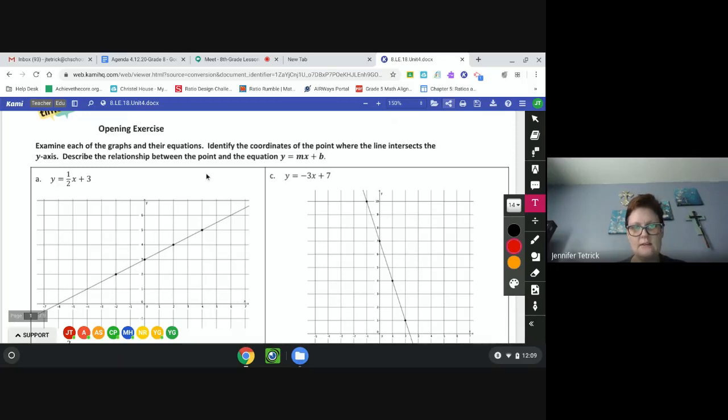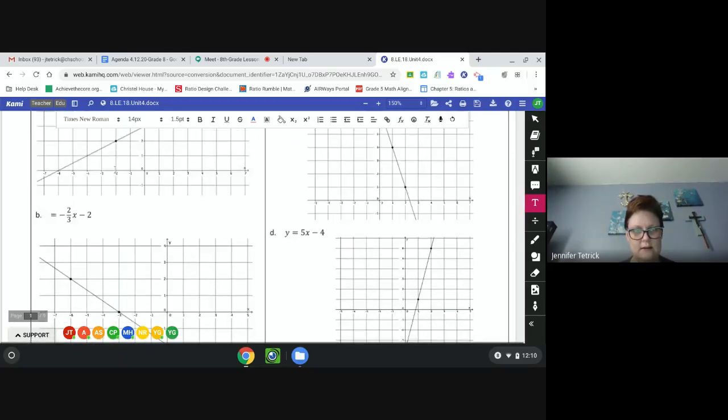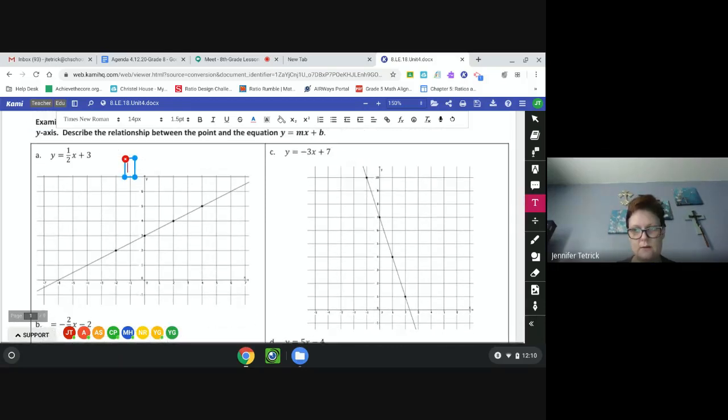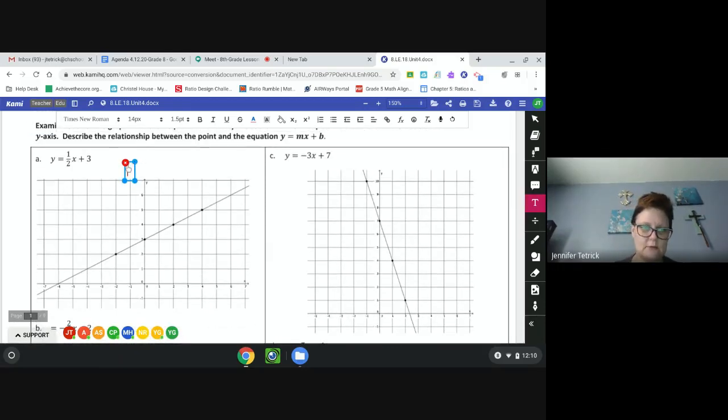And then you guys are going to do a little text box and you'll say the relationship between the line and the graph is whatever. So you can tell me if it's a positive relationship, a negative relationship. You can make up your own relationship, but you must describe the rate of change.